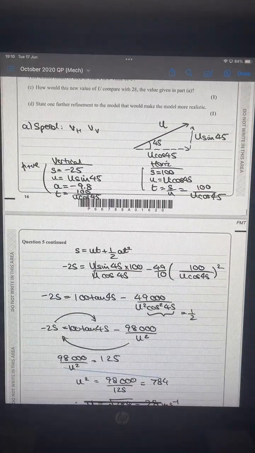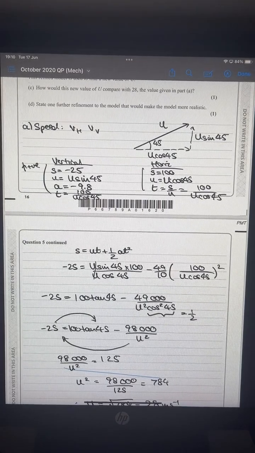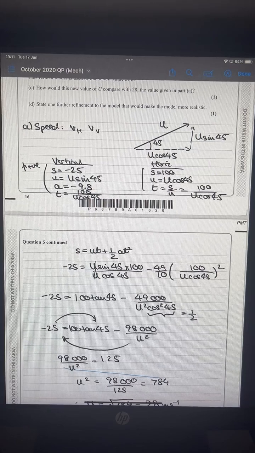Even if you don't need to use it, it helps setting it out so you can see the values you have and make the working much clearer. Awesome.